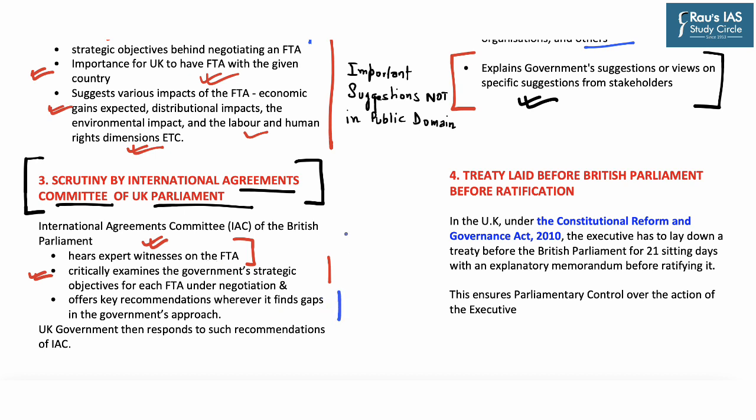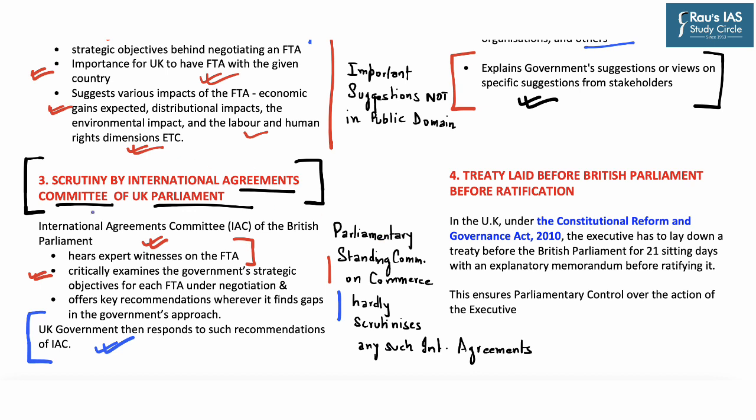So if the committee feels that there is any lacuna or any gap with respect to any point or any negotiation, then the committee also provides its recommendation. And based on the recommendation provided by the International Agreements Committee of UK Parliament, the Government of United Kingdom has to respond to such suggestions provided by the committee. So this makes the whole ratification of the treaty more transparent and more controlled by the British Parliament.